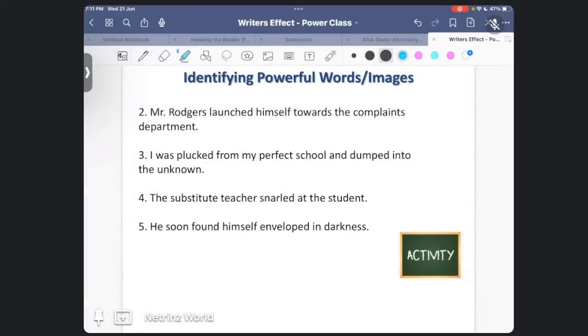Mr. Roger launched himself towards the complaints department. Asher and Mahika, can you try writing in the chat what comes to your mind if you have to answer this? First of all, identify the word that is creating that effect. What word do you think is creating that effect? Launched himself. Launched, very good. What is the effect created by this word?